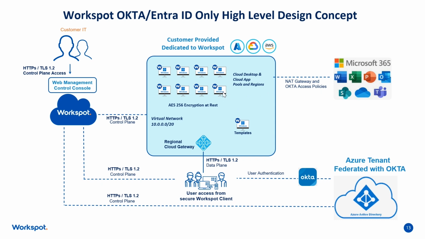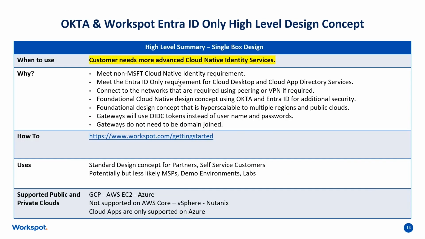And what's interesting here is now, because we're doing this, when a user clicks on the Workspot, they're working in their cloud desktop and they have to go to Microsoft Office, for example. They'll click on Microsoft Office to get to that URL, and there'll be a NAT gateway and Okta access policies that only allow access to Microsoft resources if they're using this cloud desktop. So this is kind of a way to layer in different security requirements.